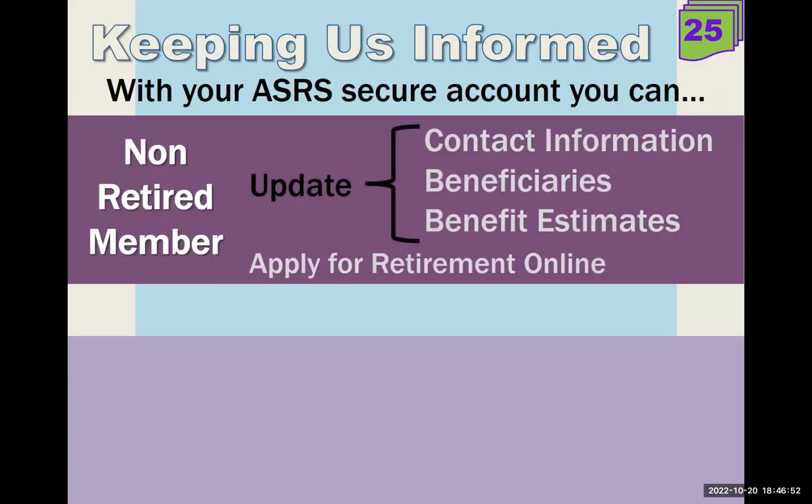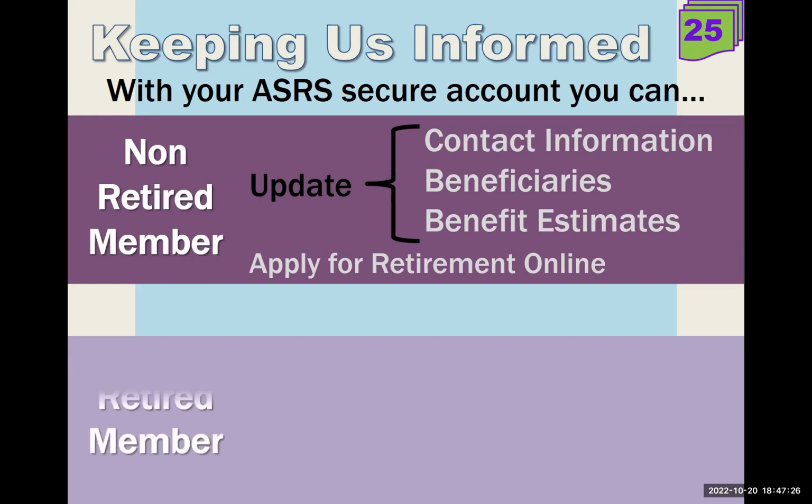Keeping us informed of your changes will ensure that we are able to communicate with you whenever it's needed. Many changes can be made simply by logging into your secure account. Pre-retirement, you can update and change your contact information, beneficiary details, and even customize your personal benefit estimates. Ultimately, the My ASRS secure account is how you apply for your retirement. So we encourage you to get online and take a look at that application so you become familiar with it.